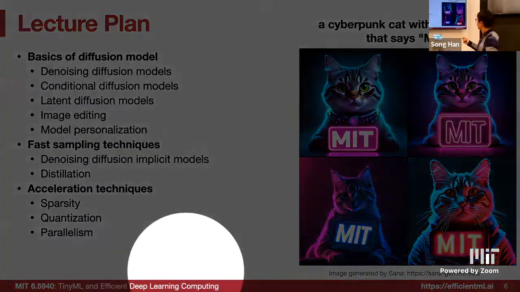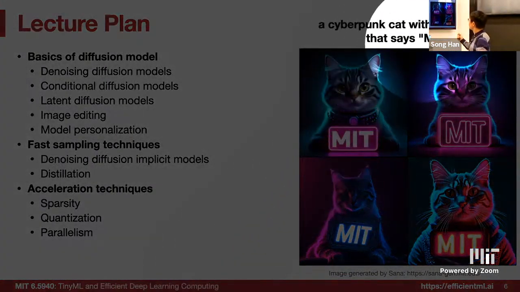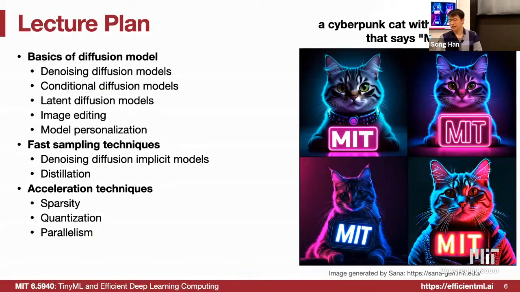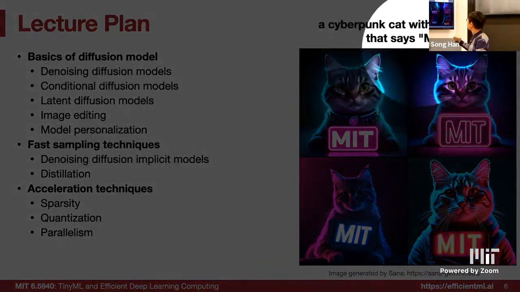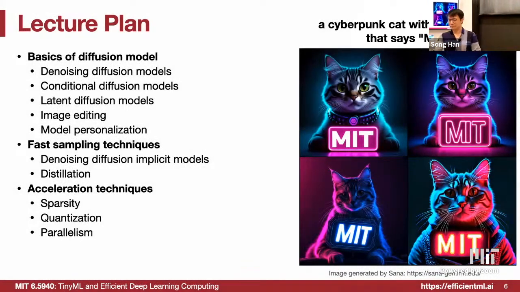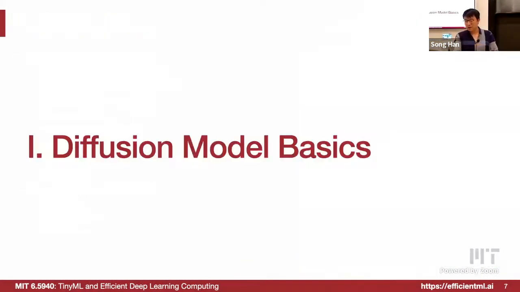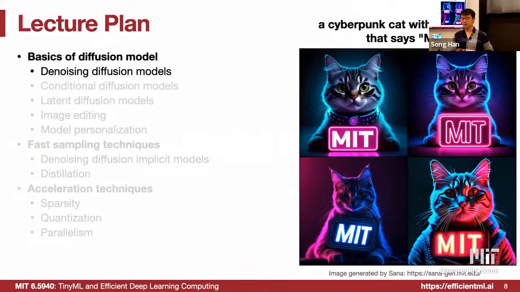And the figure on the right-hand side is the model Sana developed by ourselves, showing a cyberpunk cat with a neon sign that says MIT. Okay, so let's first introduce how diffusion models work and diffusion model basics.